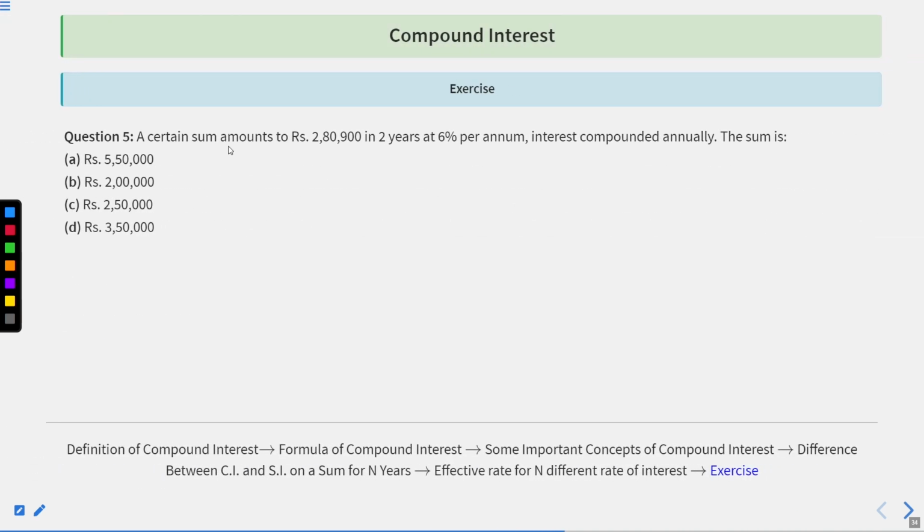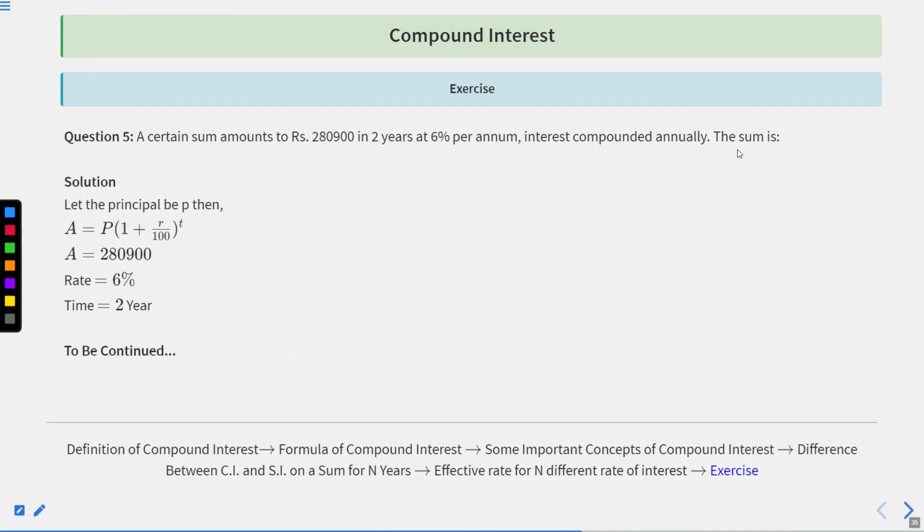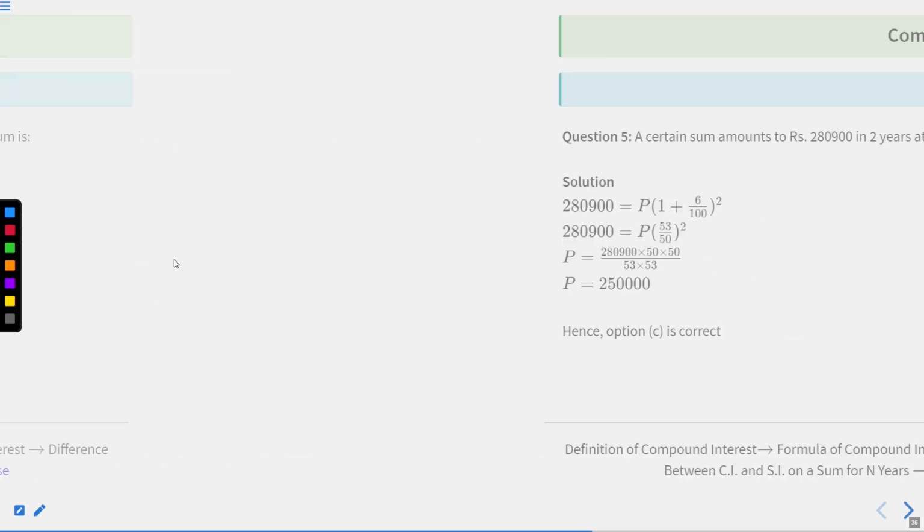Question number 5. A certain sum amounts to rupees 2,80,900 in 2 years at 6% per annum, interest compounded annually. So the sum is. So let the principal be P. Then A is equal to principal into 1 plus R upon 100 to the power T. And amount is 2,80,900, and R is 6% and time is 2 years. So all this information is already given to us in the question.